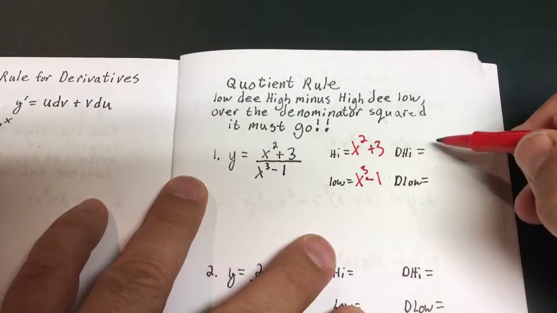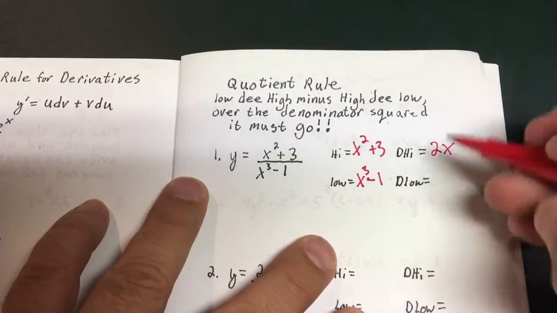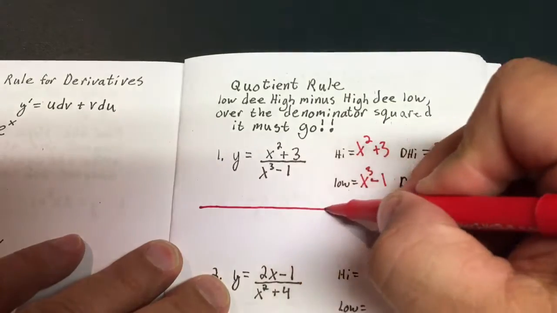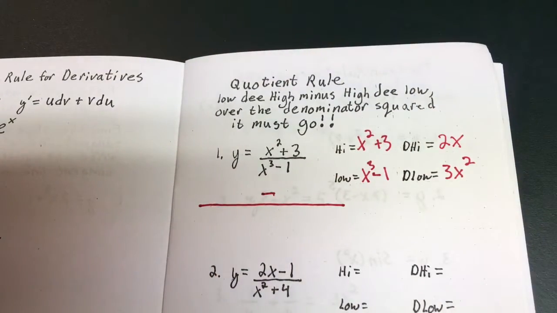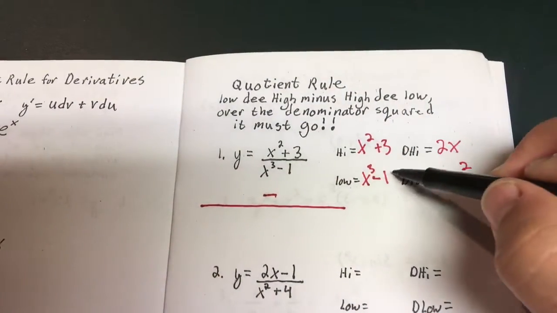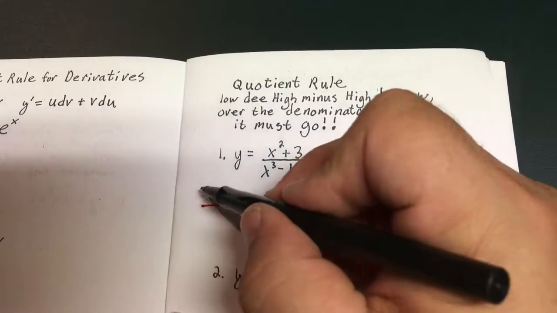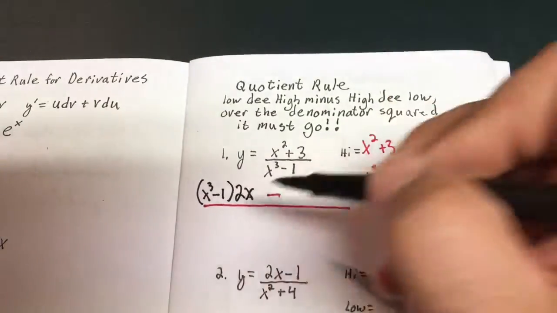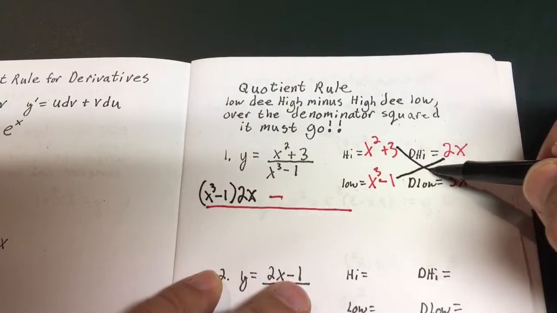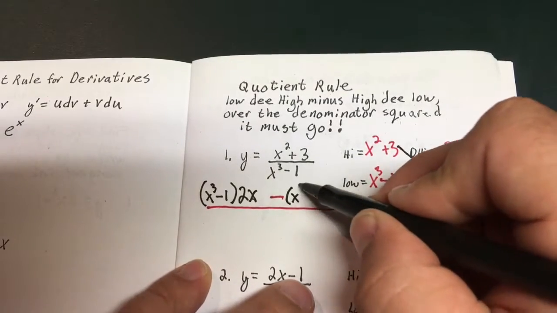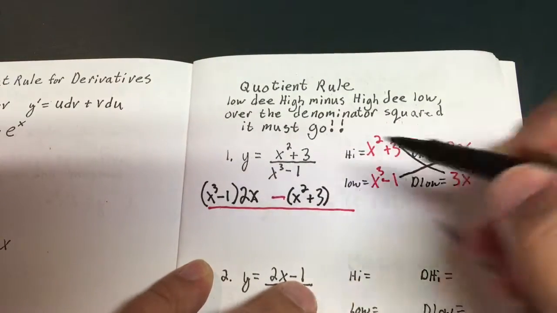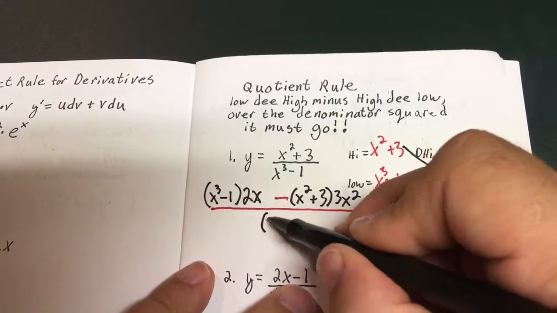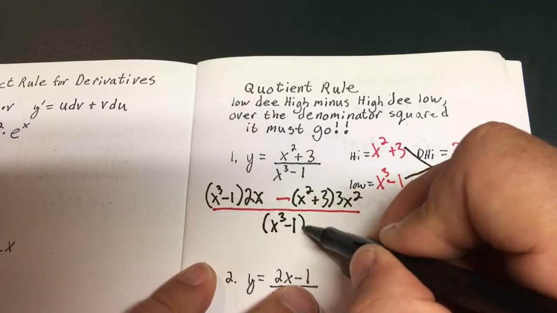Now the derivative of the high is just going to be 2x, and the derivative of the low is going to be 3x squared. And now I want to set up this little template with a minus sign, because it's going to be low d high minus high d low. So low d high, that times that, is going to give me x cubed minus 1 times 2x, minus high d low, this quantity times 3x squared. So that's going to give me x squared plus 3 times 3x squared. And now all I do is put it over the denominator, the bottom, x cubed minus 1 squared.